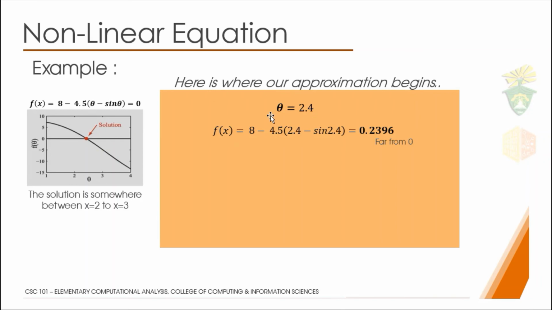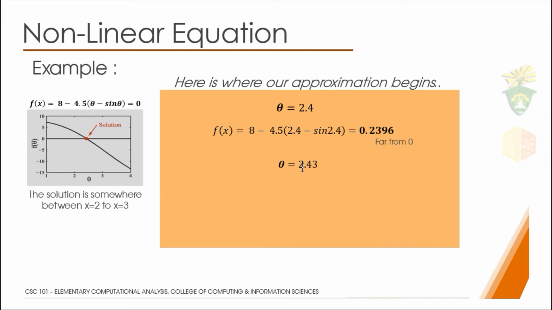If we let theta be equal to 2.4, we have 0.2396, which is not close to 0. It is still far from 0. Now let's continue by finding another approximation of theta that is between 2 and 3. And here we just move a little bit forward.